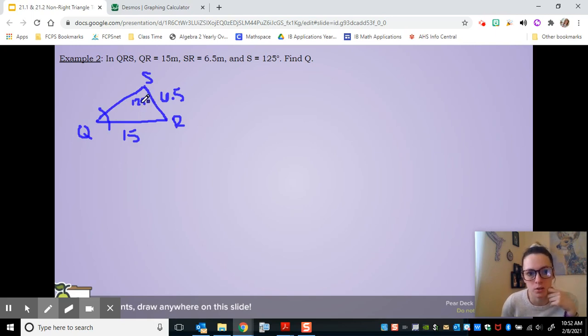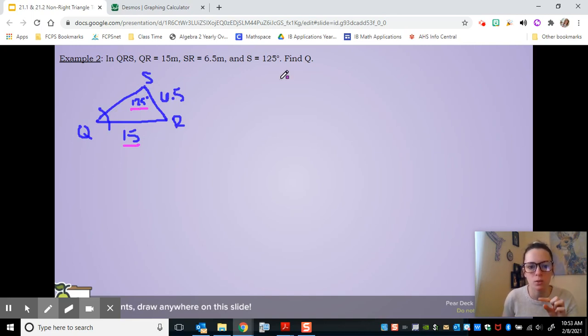If I look at the rest of the information I'm given, I am given angle S and side S. So even though these are different letters than what's in the formula booklet, the key is that you're using connecting information, as in a side with the angle across from it, and I'm looking for an angle with the side across from it. That's what you're looking for.